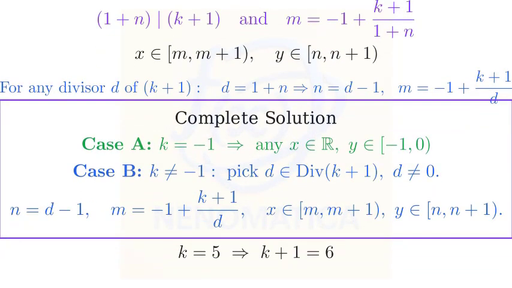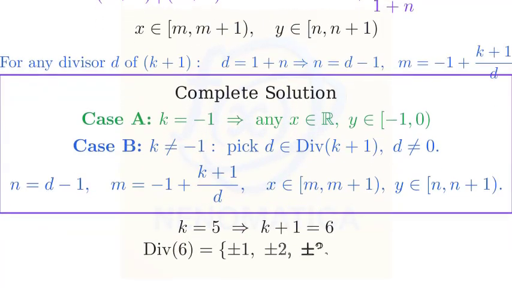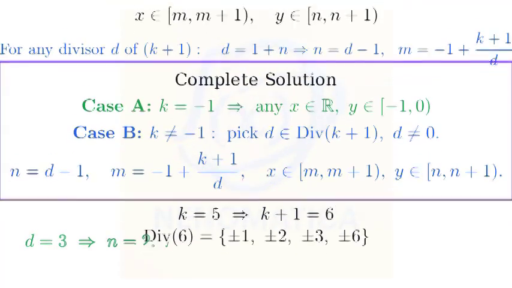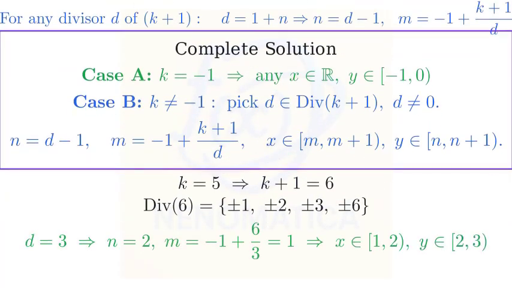Suppose k equals 5. Then k plus 1 equals 6. The divisors of 6 are plus or minus 1, plus or minus 2, plus or minus 3, and plus or minus 6. We will pick two sample divisors to generate explicit solution intervals. First, choose d equals 3. Then n equals d minus 1 equals 2, and m equals negative 1 plus 6 over 3 equals 1. So x lies in [1, 2), and y lies in [2, 3).